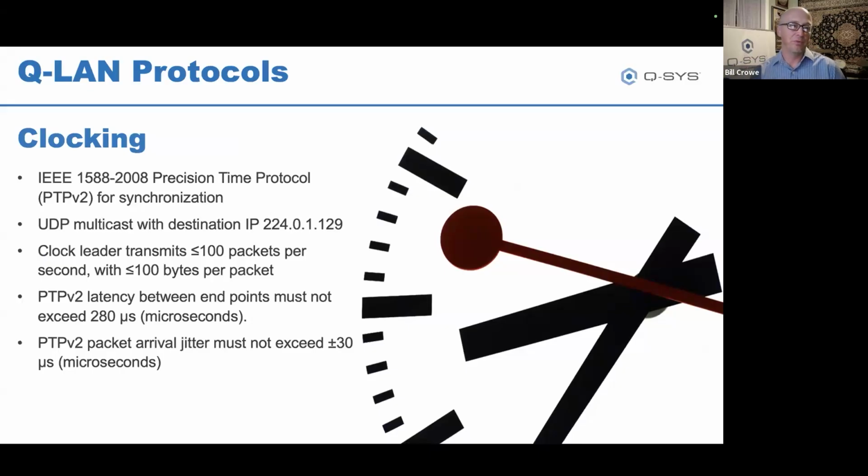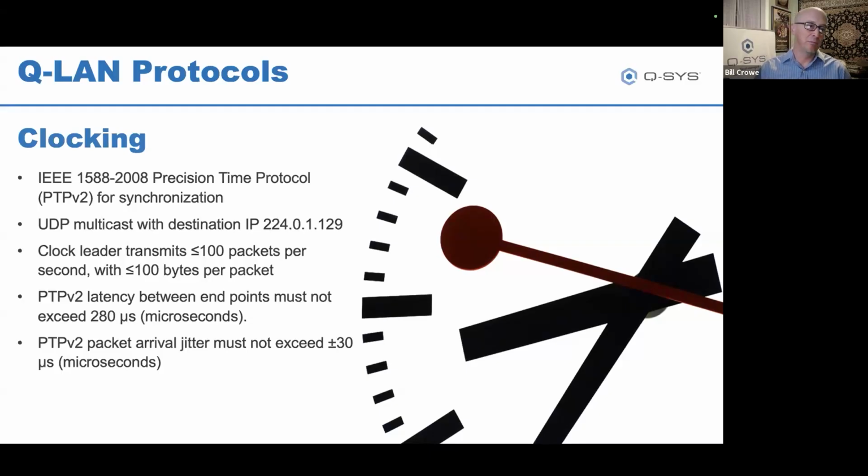For those that may not be familiar with PTP clocking, basically there's a clock master on the network that sends out clocking packet data to all the peripherals, so they can synchronize their internal clocks. For that to work well, the network needs to provide support for UDP multicast with the destination IP address that's shown in this slide. Now, the clock leader that's generating and sending out these packets sends out less than 100 packets per second and less than 100 bytes in each packet. So it's not much of a bandwidth issue, to be honest.